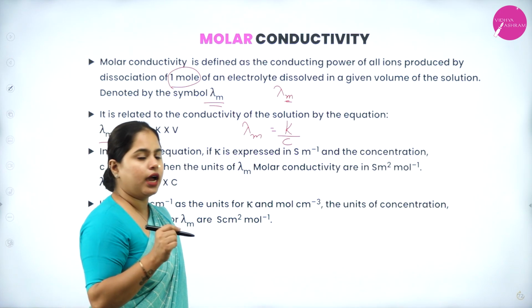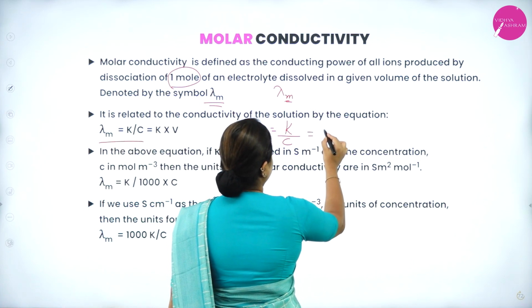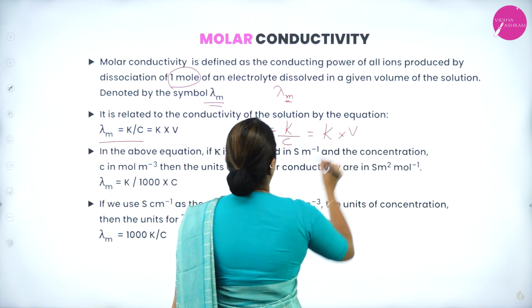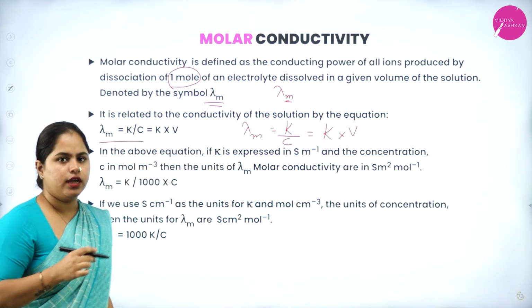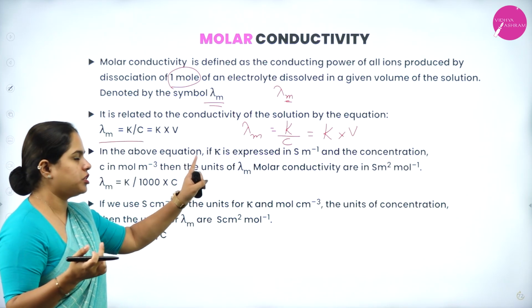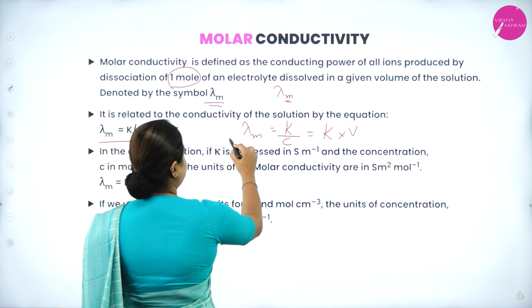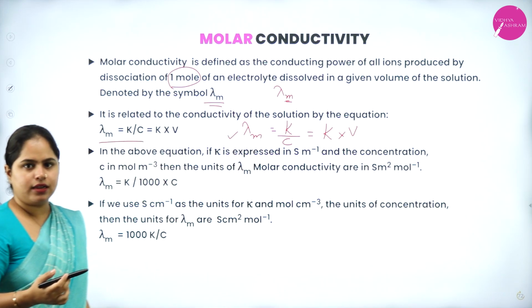We also know that concentration is inversely proportional to volume. So, we can also write this equation as K into V. That is what is shown here. Either lambda m is equal to K by C or K into V, because concentration and volume are inversely proportional to each other. This is a relation which relates molar conductivity and conductivity.